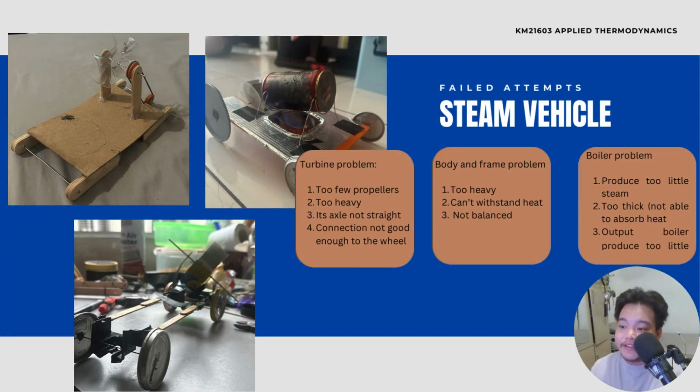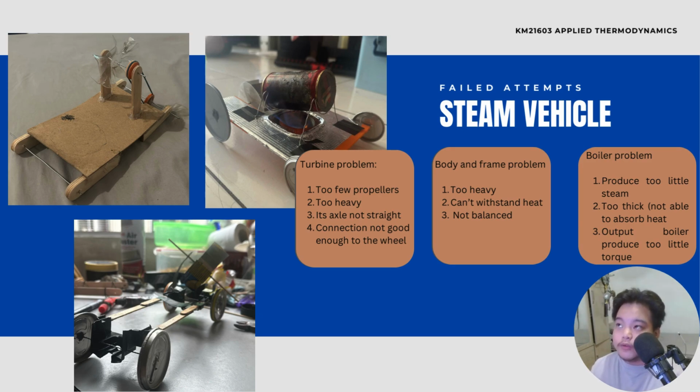Hello, my name is Idiel and I'll be discussing the failed attempts of our steam vehicle. So we made a few steam vehicles as prototypes and we found three main criteria, which is the turbine, the body, and the boiler. For the turbine, sometimes there would be too few propellers or too many propellers, making it too heavy. And the axle is not straight and the connection was not good enough to the wheel.